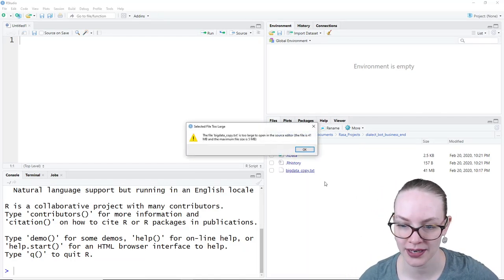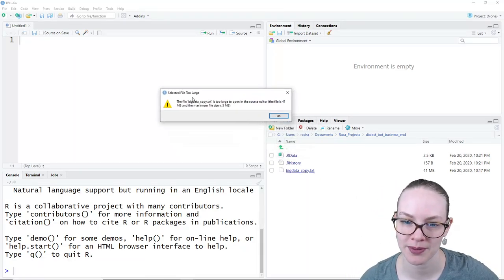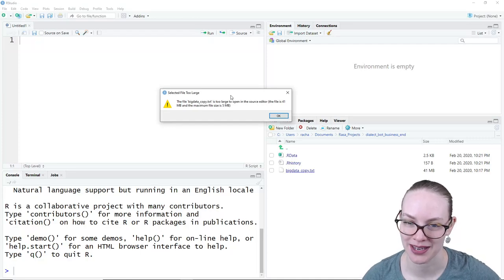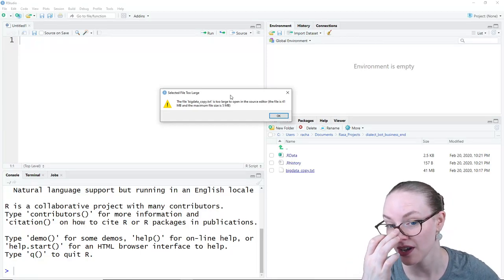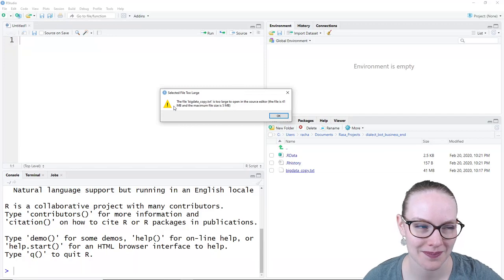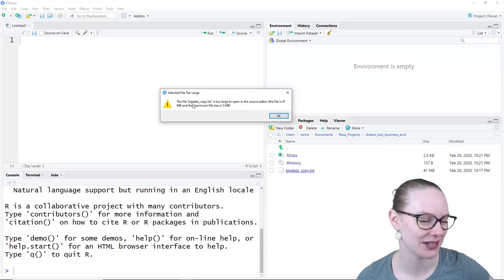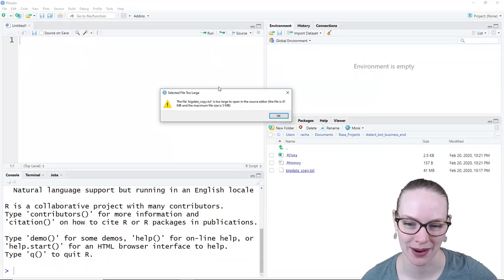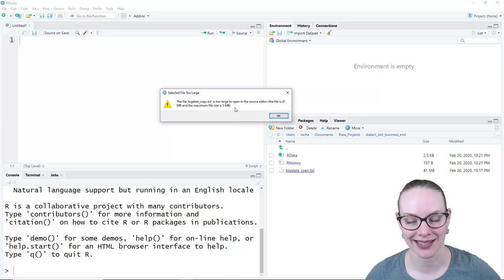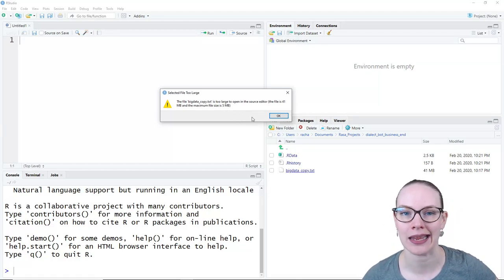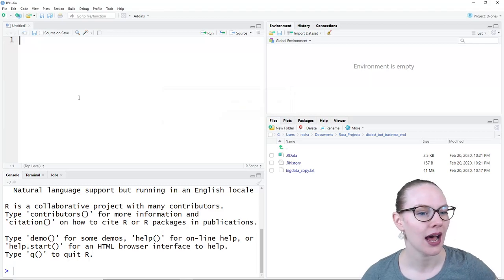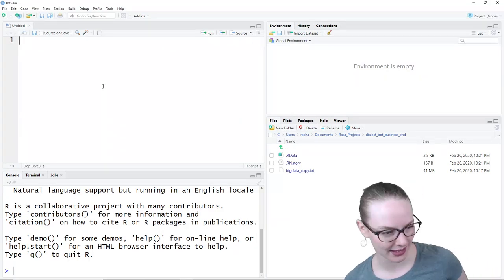And if I try to open it, you will see there's a little pop-up. It says the file bigdata_copy.txt is too large to open in the source editor. The file is 41 megabytes, I'm pretty sure, and the maximum file size is 5 megabytes. So it is a chonker. And we are going to do a little bit of cleaning with it.